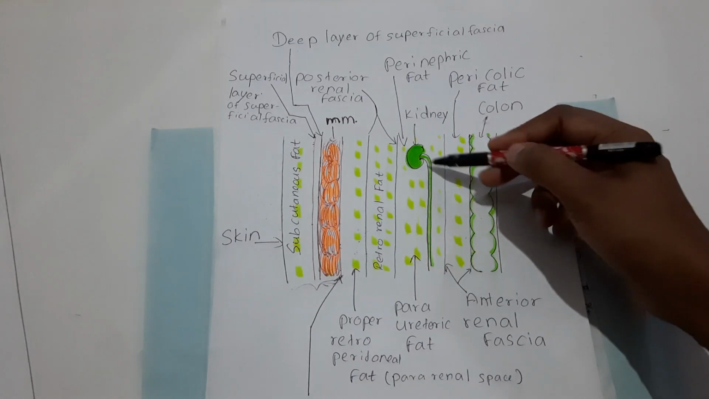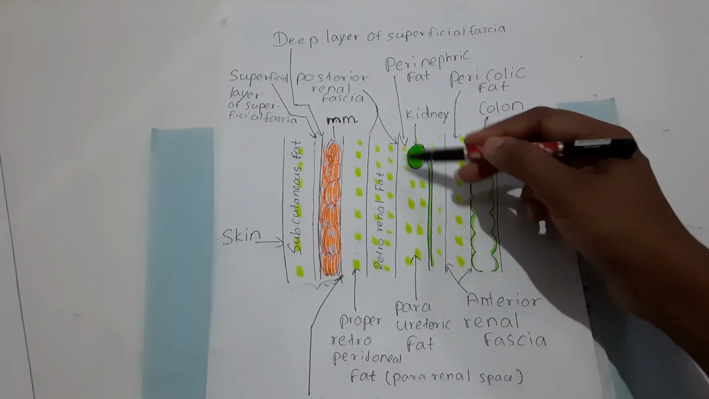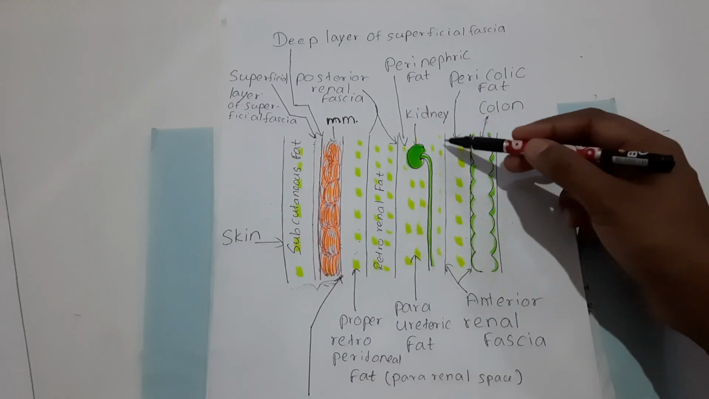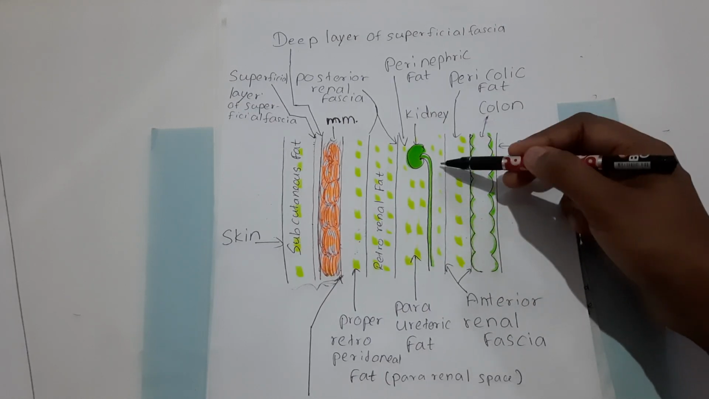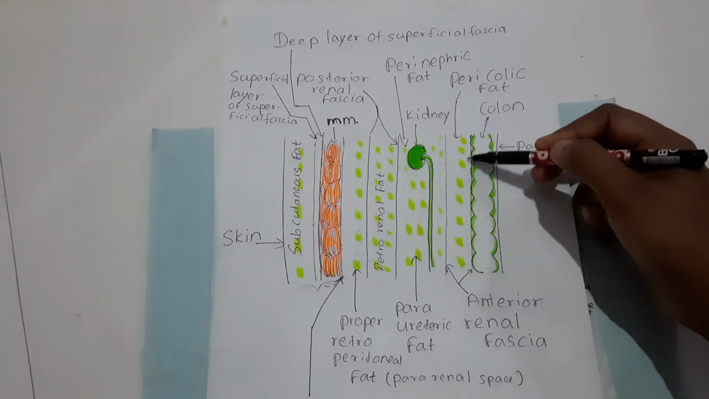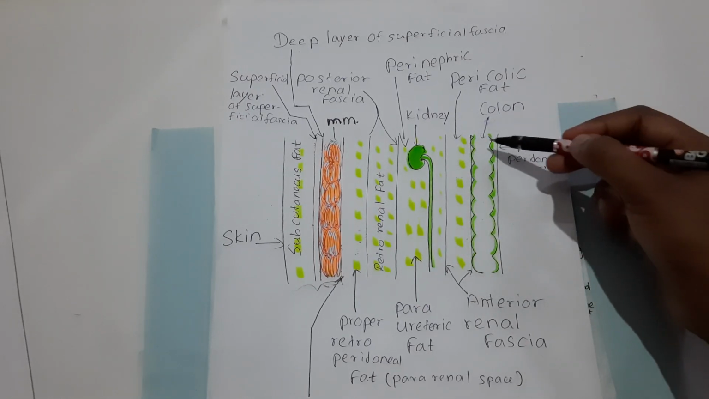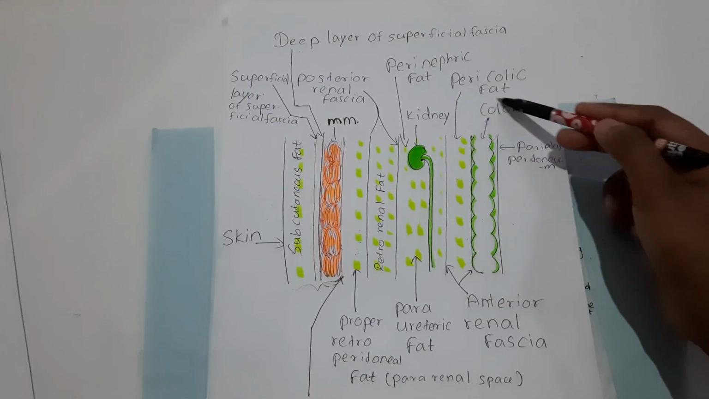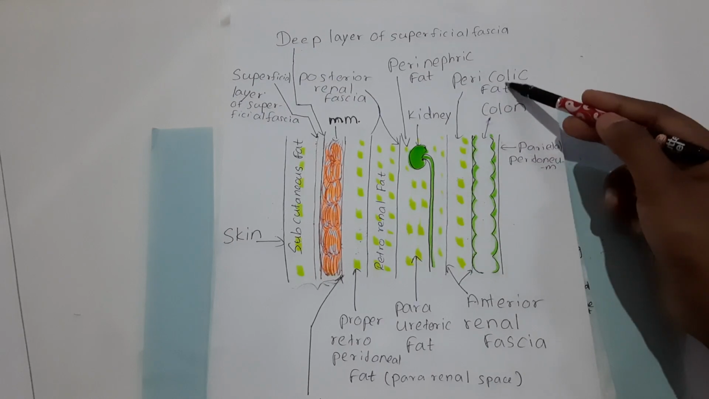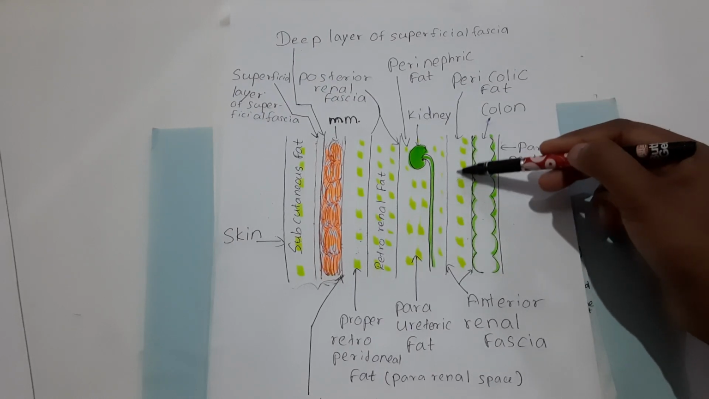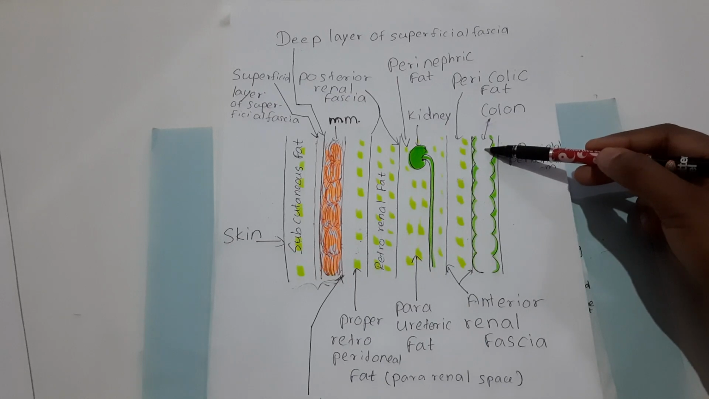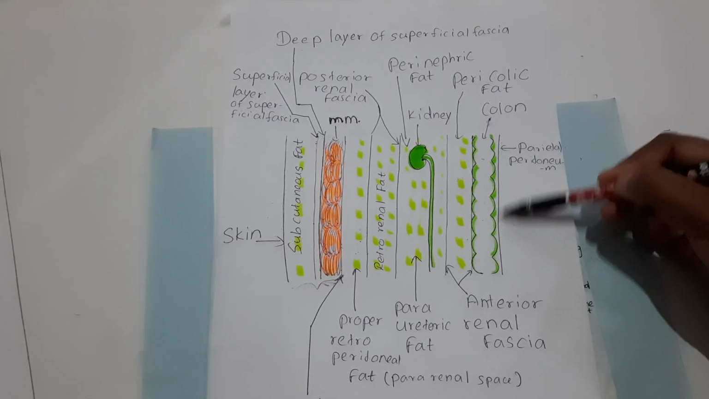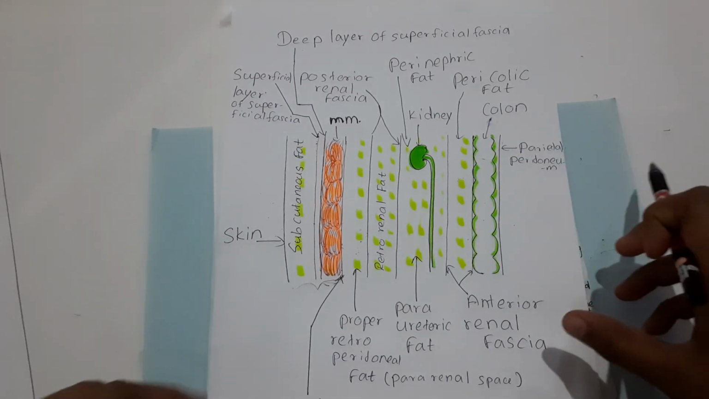And here this is the kidney and the ureter. Around the kidney, that is the perinephric fat, and here this is the paraureteric fat space. In front of the kidney, that is the anterior renal fascia, two fascias. This is the colon. So the fat around the colon we call pericolic fat. Peri means around, colic means colon, the pericolic fat. This is pericolic fat, and here is the colon. This can be ascending or descending colon. And the parietal peritoneum is the innermost layer. So that's the vertical structure.